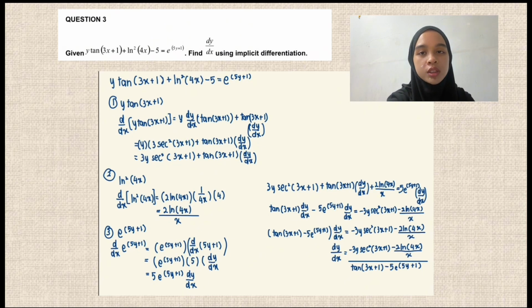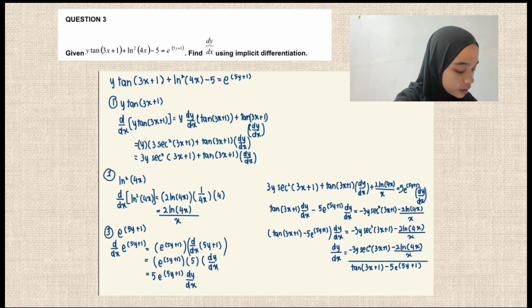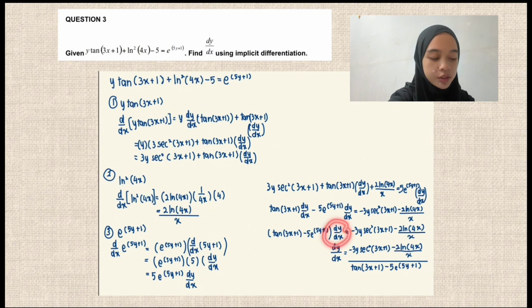we group all terms with dy dx on one side and the rest on the other side. So the terms with dy dx go on the left side, and the others we put on the right side. Next we will factor out dy dx from the left hand side. Okay, and then lastly we divide both sides to get the final expression for dy dx.